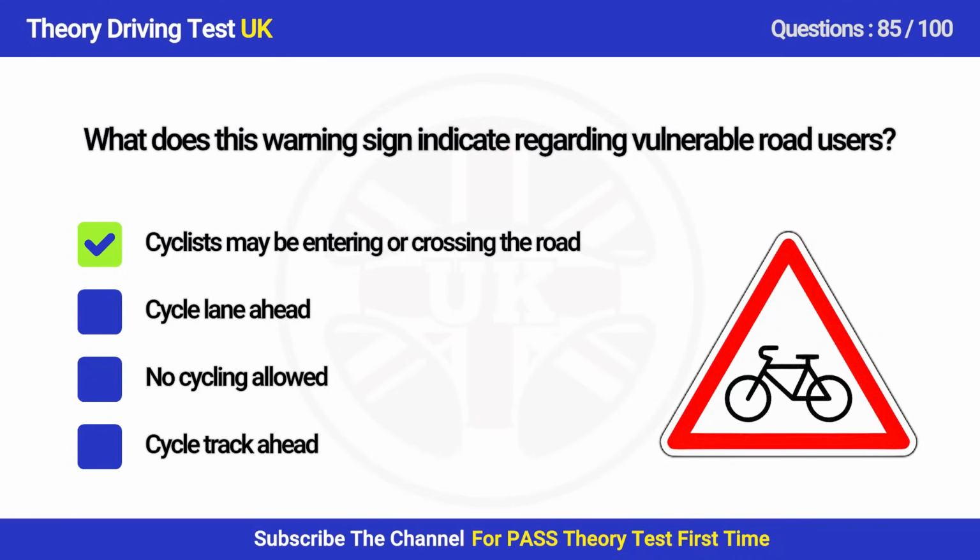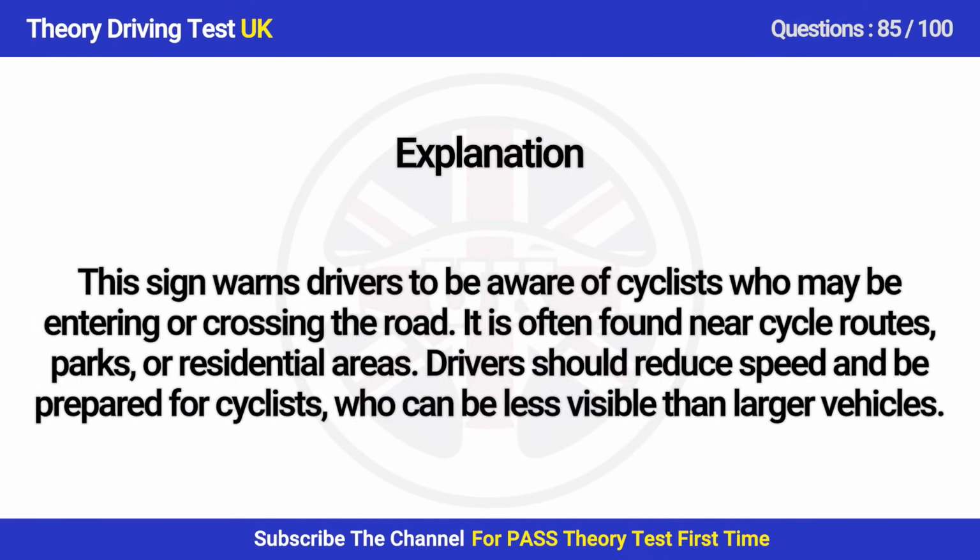Answer is A. Cyclists may be entering or crossing the road. This sign warns drivers to be aware of cyclists who may be entering or crossing the road. It is often found near cycle routes, parks, or residential areas. Drivers should reduce speed and be prepared for cyclists, who can be less visible than larger vehicles.